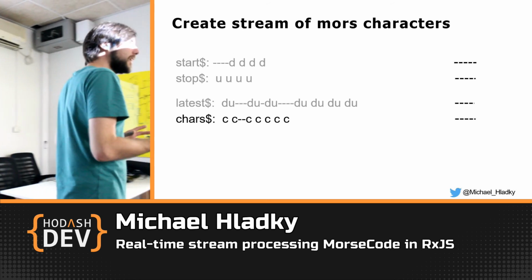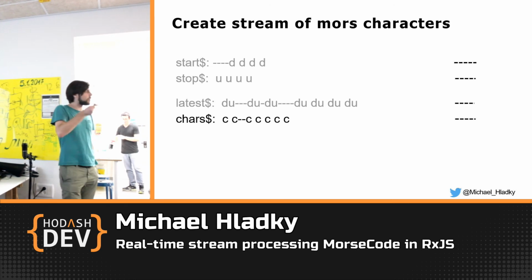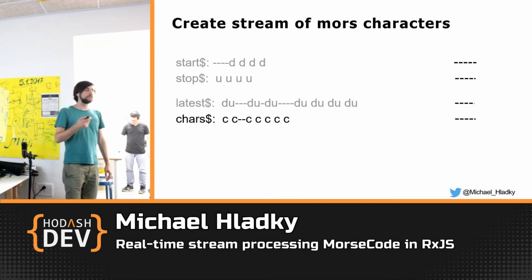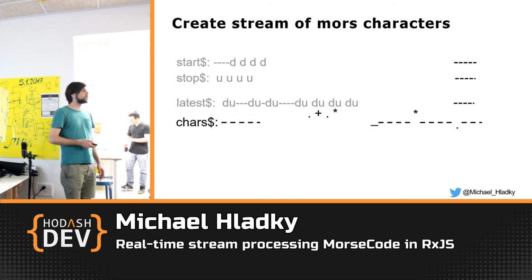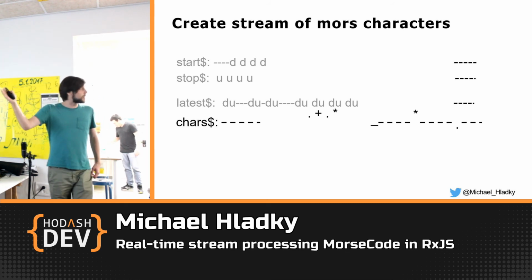Does it make sense for you? So I combine those two operators, I get groups of down and up events, I subtract down from up event, and I end up with characters. Some real characters could look like this: dots, dashes, pluses and stars.